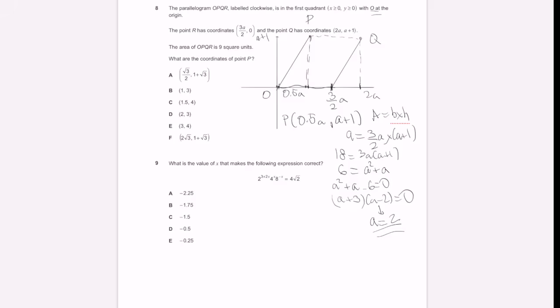Okay, if a is 2, then the coordinates of P are simply going to be half of a, which is 1, and then a plus 1, which is just 3, meaning the correct answer is B.